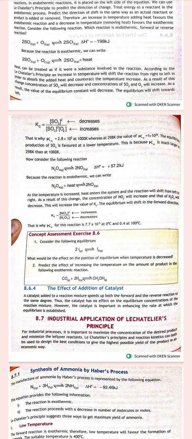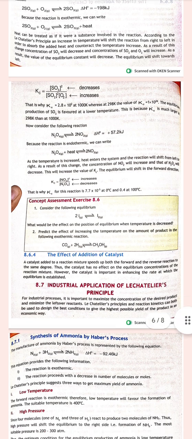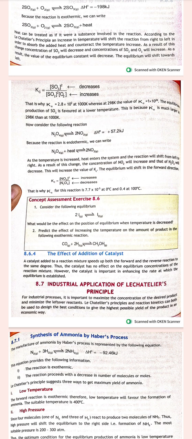So, heat is treated as a reactant. So, when there is an increase in temperature, the reaction will move from right to left. It means in the backward direction. So, as a result, there will be a decrease in the concentration of SO3 and an increase in the amounts of products.